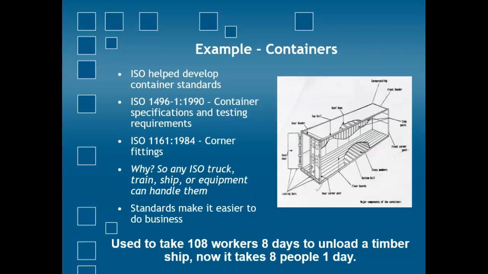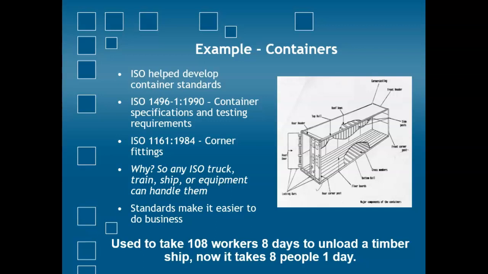Okay, so here's an example. This is from ISO 1496-1:1990, and it has these specifications and testing requirements. In other words, this makes it so that you can build these things that are not going to collapse or fail. And there's something you might think benign, like a corner fitting, but the corners are critical because these things are stacked, so they have to fit and work well together. So standards make it easier for business to operate because they can rely on these things.